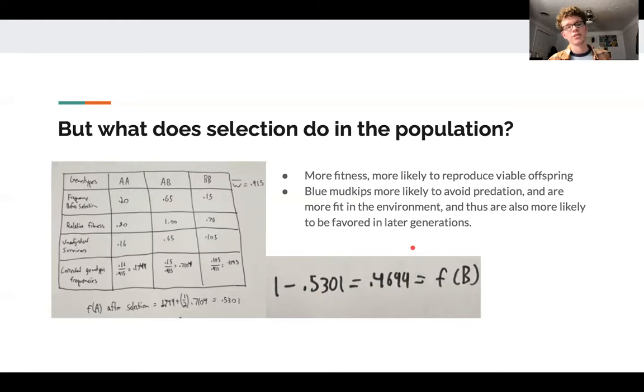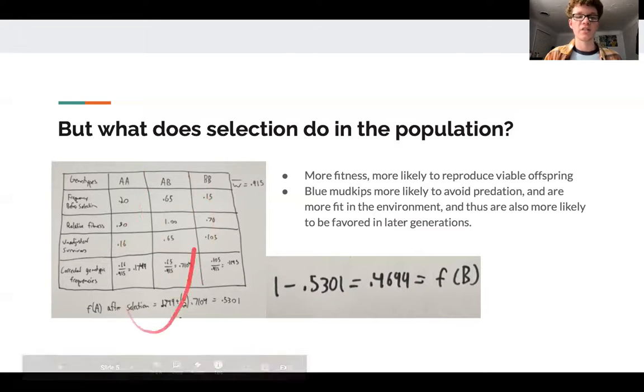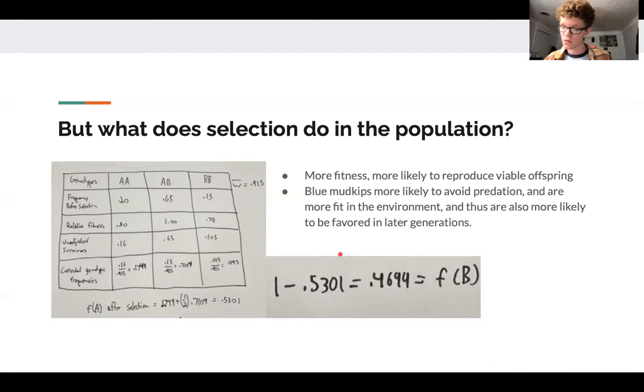So after enough generations, because this is a stabilizing selection, the blue mudkips are going to be favored more. And eventually the whole population will be those blue mudkips because they are the most fit to the environment.